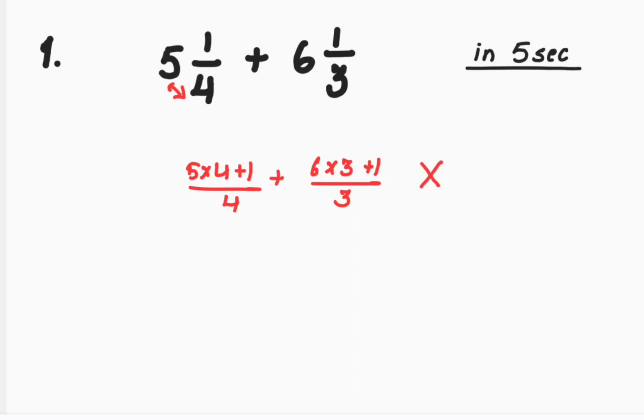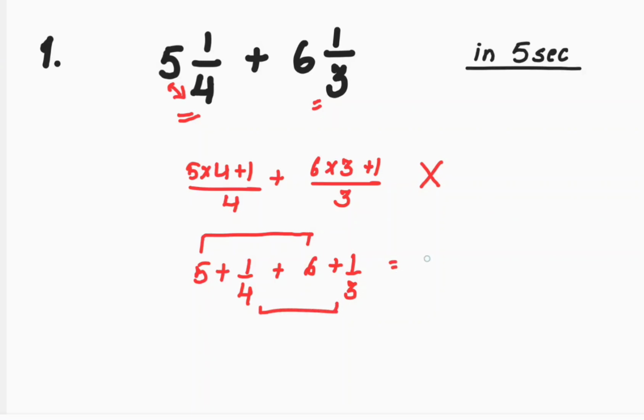Later in life I learned another method which was simpler than this, which is you write this number as 5 plus 1 by 4 and next this as 6 plus 1 by 3. So you add the numbers and then you add the fractions, which will be 11 plus 1 by 4 plus 1 by 3. This is smarter than the above procedure, but today I'll give you a simpler version.